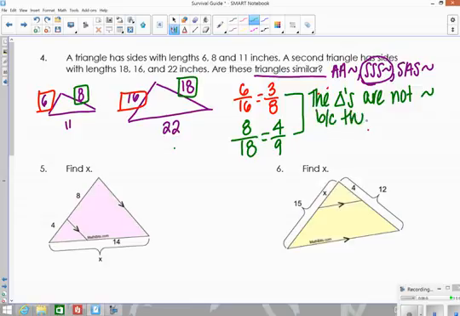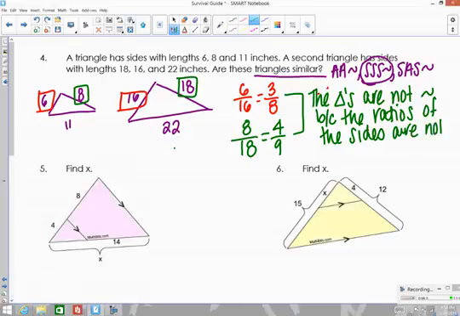because the ratios of the sides are not equal, meaning they're not proportional.